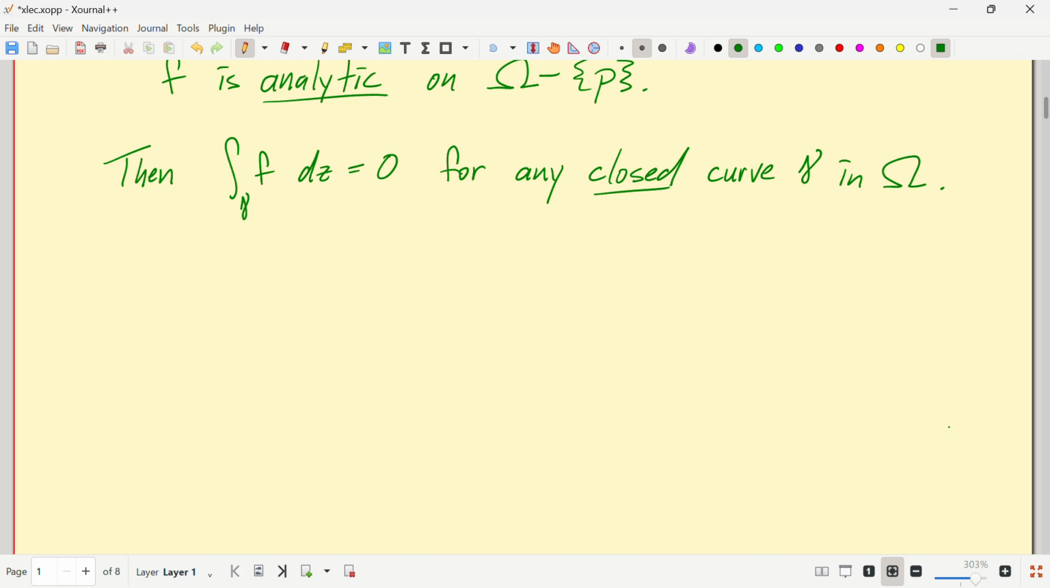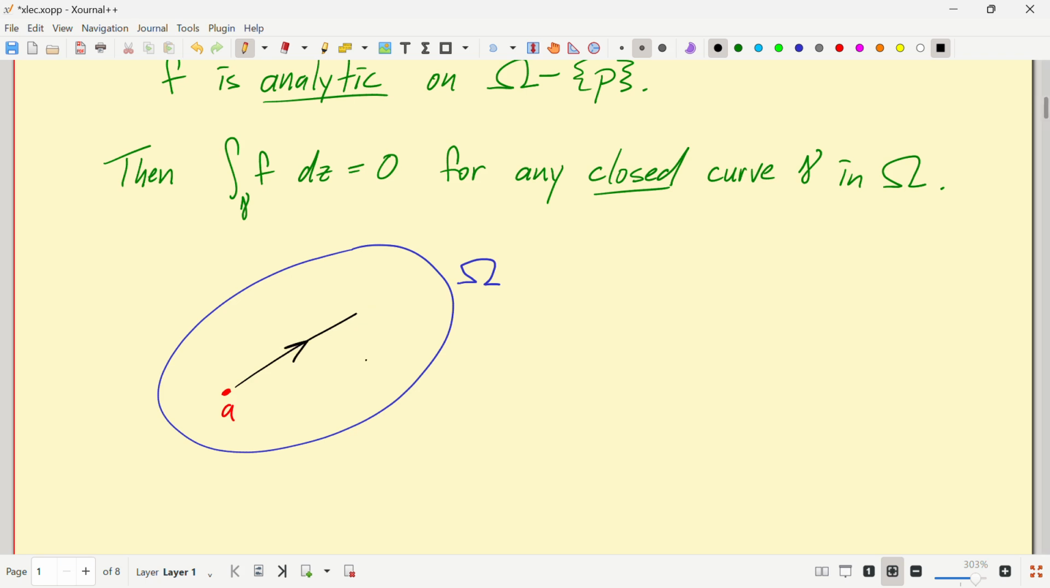And so let's see. Here's my convex open set. This is my omega. I'm going to pick a point in the convex open set, A, and I'm going to take a line that starts at A and goes to Z. Being convex means if I stick two points like A and Z there, the line connecting them is contained in the set. That's what convex means.